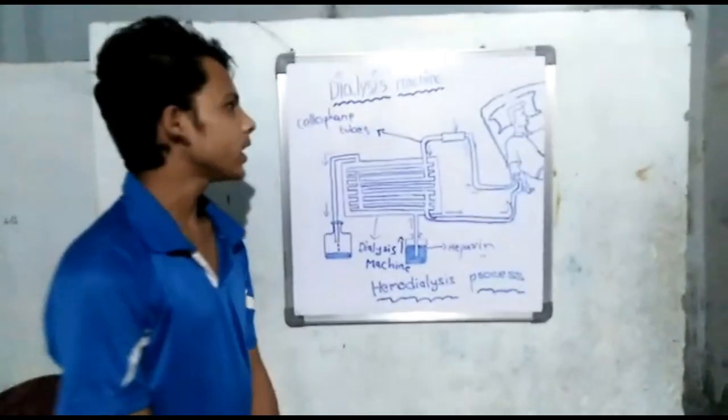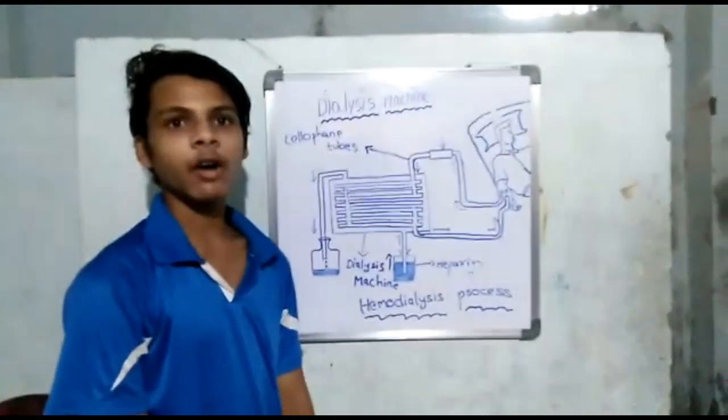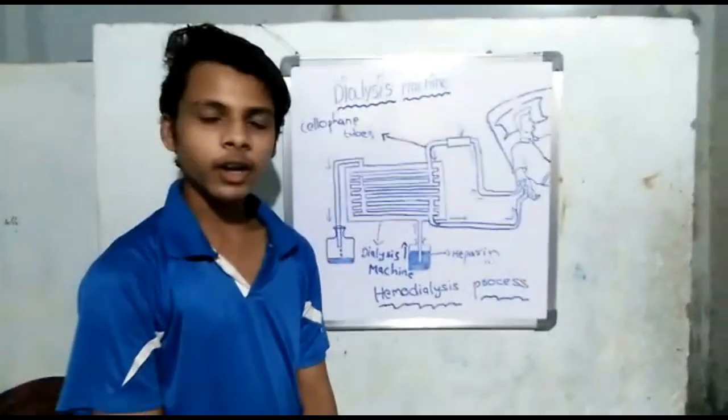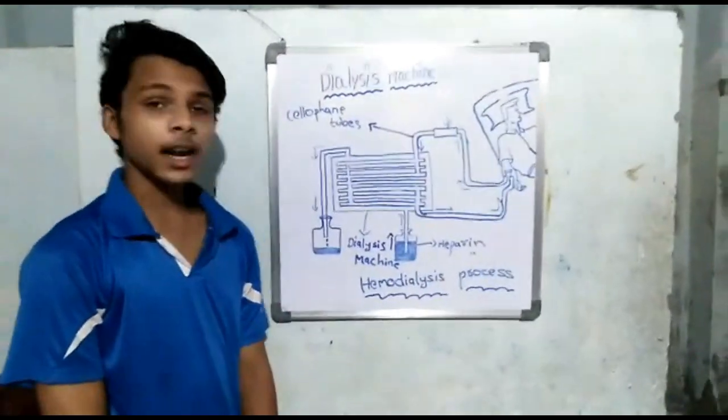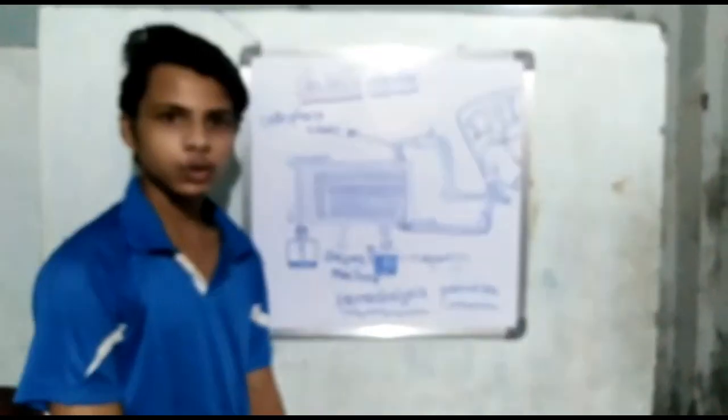Today I will discuss the dialysis machine. The dialysis machine is used when both kidneys of a person are damaged. The human kidneys are vital organs for survival. There are several factors that damage them, like infections, injury, high blood pressure, high blood sugar, or weak blood flow to the kidney.